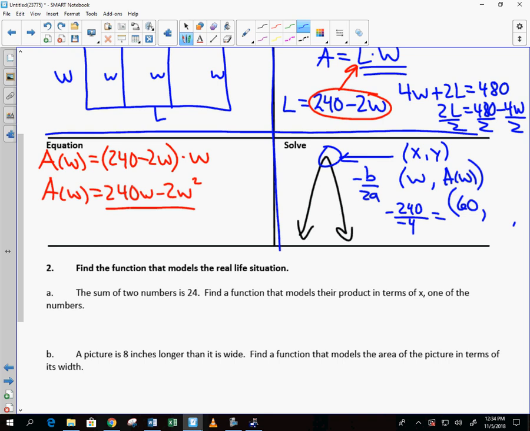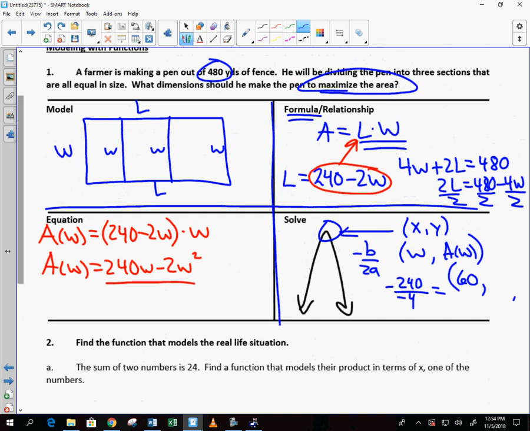What does 60 represent? The width. 60 represents the width. The question is, what dimensions? Well, it's going to be 60 yards by, what do I need to figure out now? The length. Is there anything up here that tells me what the length is? Is there something up there that says L equals? Yeah, L equals 240 minus 2W.